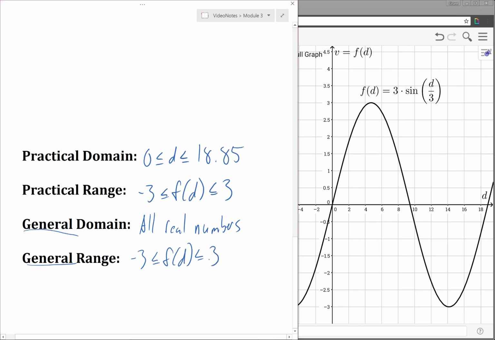In this course, we will generally be concerned with the practical domain and range, but it's important to take a second and decide whether you are thinking about the practical or general domain and range when thinking about these two ideas.